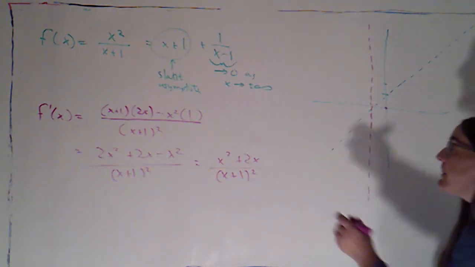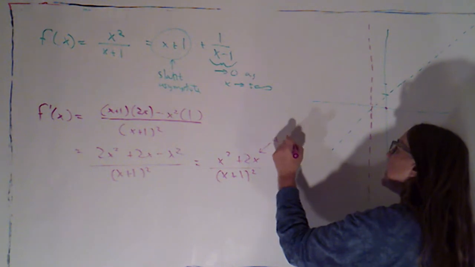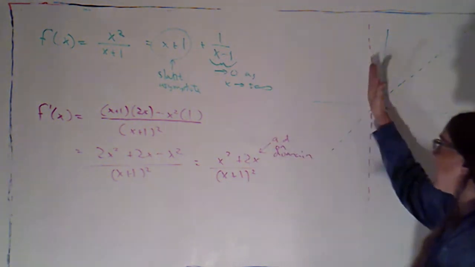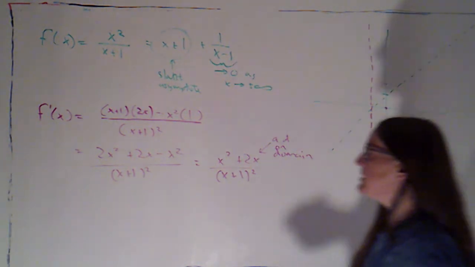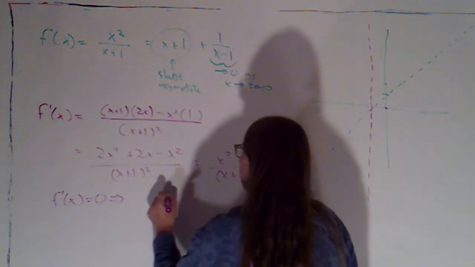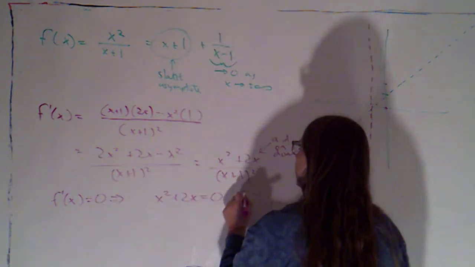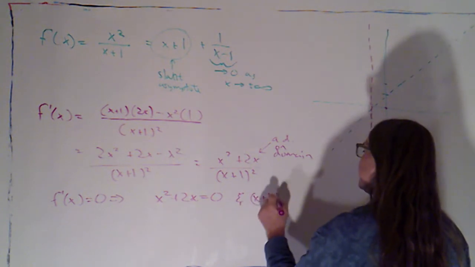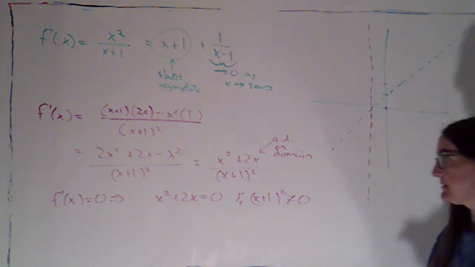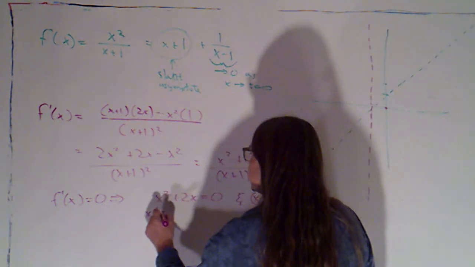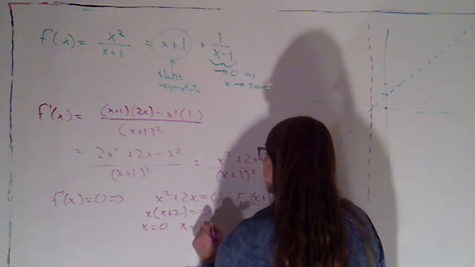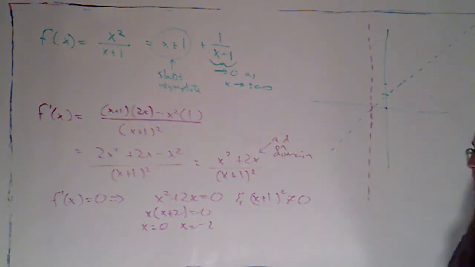That is always defined on our domain. Of course, it's not defined at negative 1, but that wasn't in our domain. So let's take a look at where that's 0. If f prime of x is equal to 0, that's going to mean that x squared plus 2x is 0, and x plus 1 squared is not 0. So the top is 0, bottom isn't. Here I can factor. That's x times x plus 2. So that's going to give me x equals 0 or x equals negative 2.